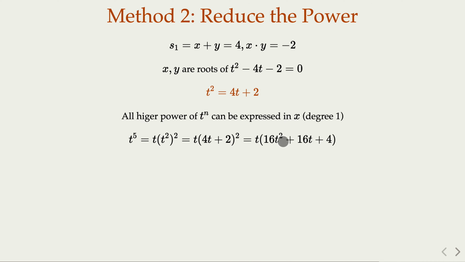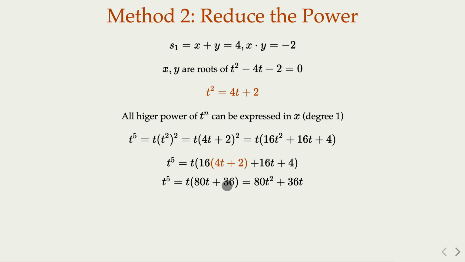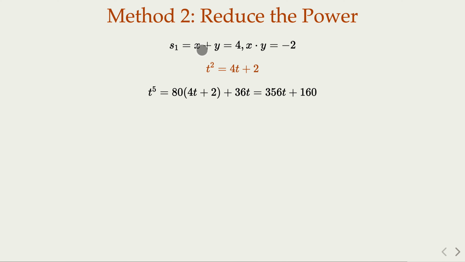Okay, so what you get is 16 times 4t plus 2, the linear term. You combine the whole thing, this becomes t times 80t plus 36. And then you multiply by t, right? You're going to have t squared again. Again, you're going to replace it with 4t plus 2. So what we get is t to the fifth power replaced with a linear term always. Okay, so recap. x and y are the roots of this equation, so we claim that any higher power can be replaced with a linear term. We went through the process.